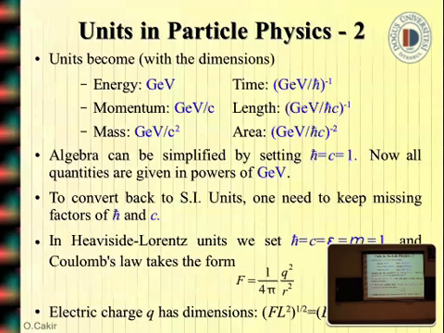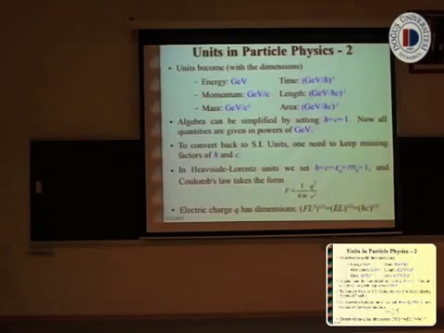Second, we have the time, length, and area units. Time and length are also given in inverse GeV here, if we take ħ and c equal to 1. But the area is given in inverse GeV squared. If we go back to the SI units, then we can translate the natural units to SI units, multiplying relevant factors for ħ and c.